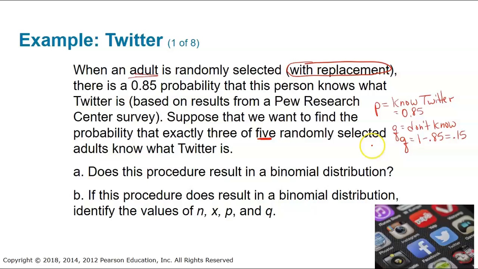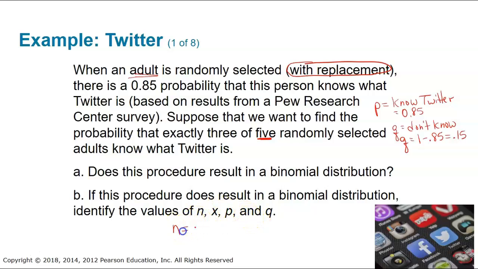Okay, and then the last is that our probabilities stay the same. Our probability is not going to be changing. We don't really have to worry about that because it's with replacement. So we went through all the different requirements to make sure that the procedure is a binomial distribution. Okay, if it is a binomial distribution, we want to identify these values here.